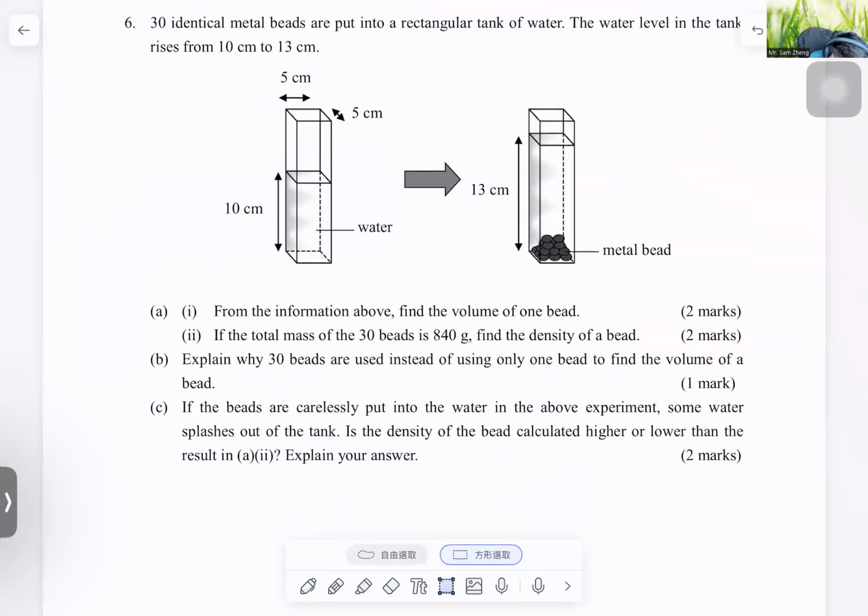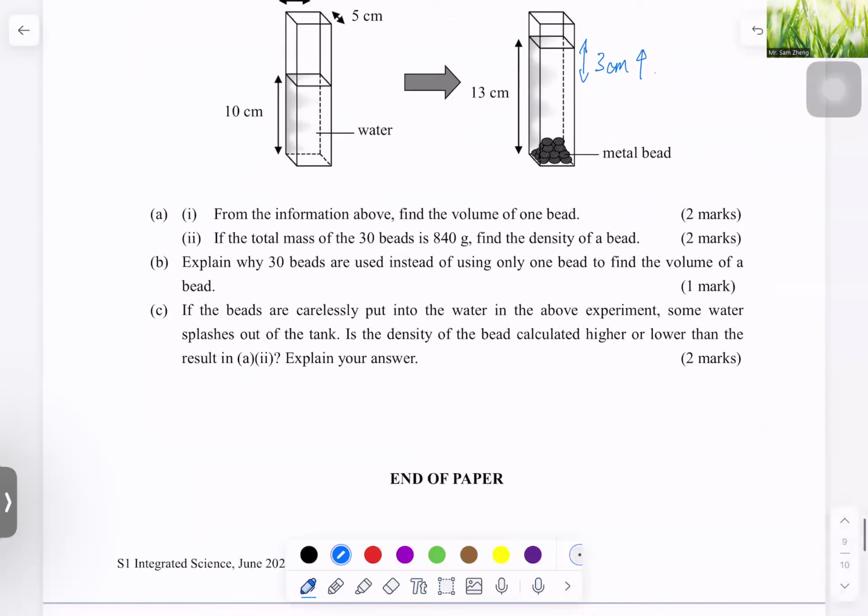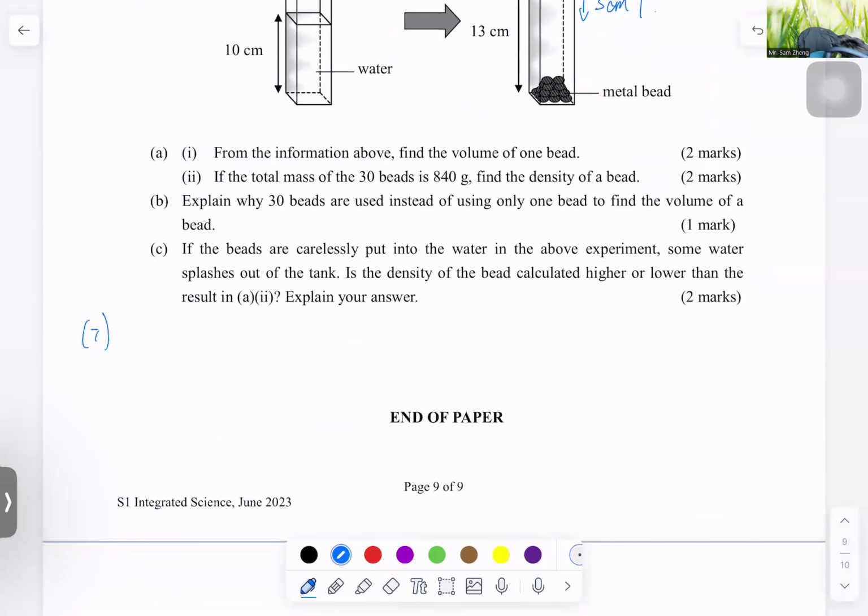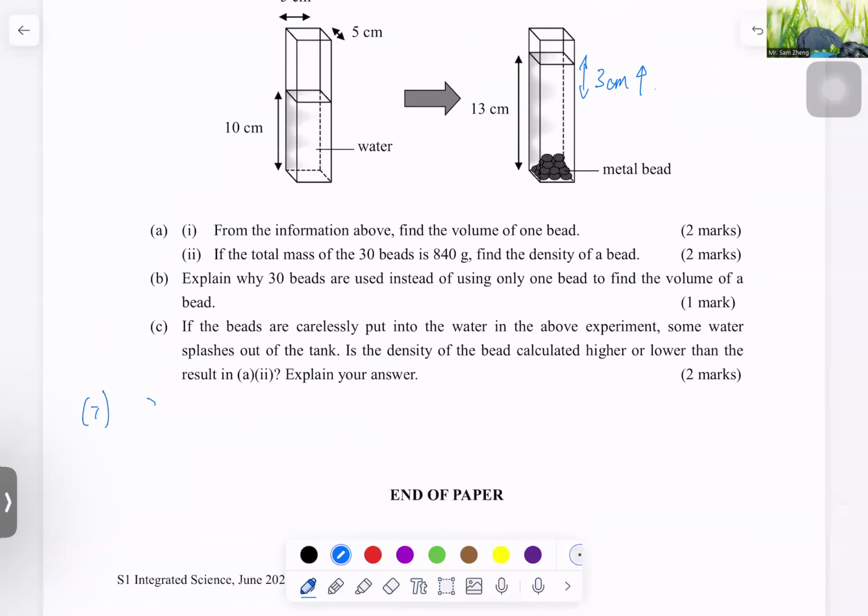Easy. By how many does it increase? 3 cm, right? The increase is 3 cm. So 3 cm times 5 cm times 5 cm would be equal to the total volume of the 30 metal beads. Let us try to copy it: 3 times 5 times 5.